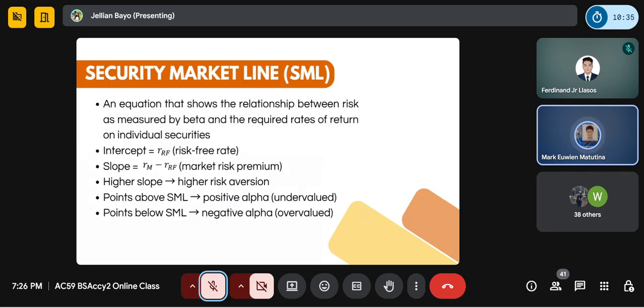So next is the impact of expected inflation. This is where we're considering the real risk-free rate and the inflation premium. As we can see in the graph, the x-axis is the beta coefficient and the y-axis is the required rates of return. So the greater the beta coefficient, the greater the required rate of return, the greater the risk.